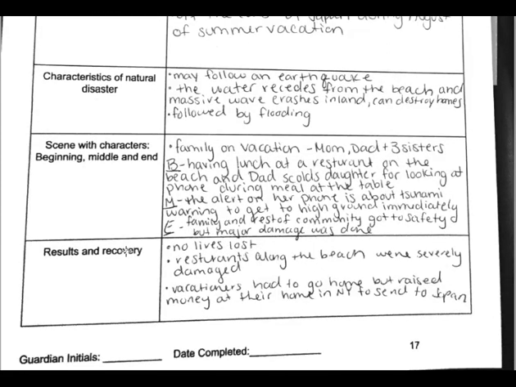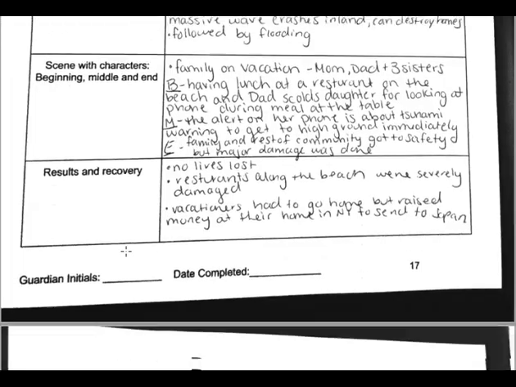Results and recovery. Because I wrote this story, I didn't want any lives lost, so no lives were lost, but I did talk about the actual damage that might have and probably did occur if a tsunami like this did crash into the beaches of Japan. So no lives lost, but restaurants along the beach were severely damaged. Vacationers had to go home, but a little thing that I included, kind of that creative part, is that they raised money at their home in New York to send to Japan.